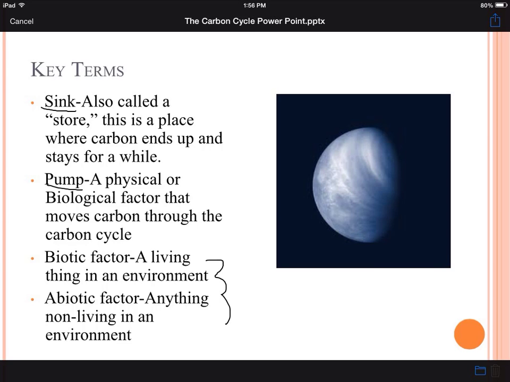A sink is also called a store. So what you need to understand is this is a place that's going to store either carbon, and these are notes from the carbon cycle, by the way. We can be talking about carbon, but also nitrogen or water. Whatever is cycling ends up in a store or a sink for a period of time and stays there. A pump is something that moves the thing that we're trying to move, either carbon or nitrogen or water, through the ecosystem. So you have sinks and pumps, and these are going to make the cycle happen.